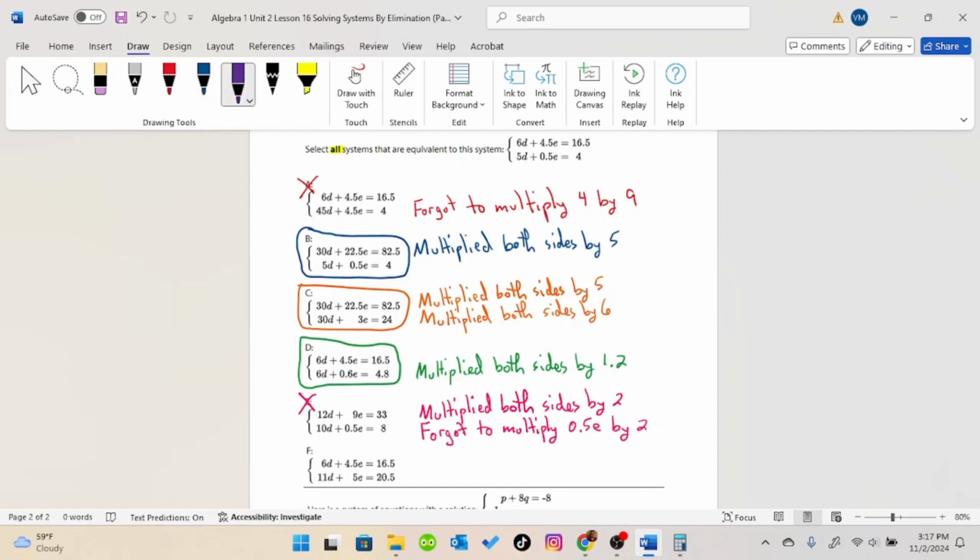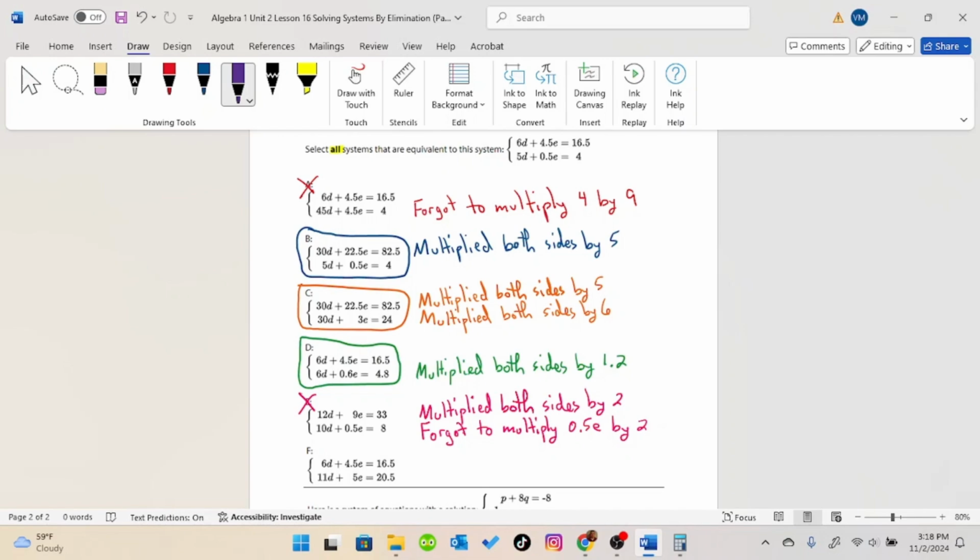And finally, we're checking F. On the top, the 6D stayed the same, 4.5E stayed the same, and 16.5 stayed the same. So the top equation has not changed. On the bottom, they went from 5D to 11D.